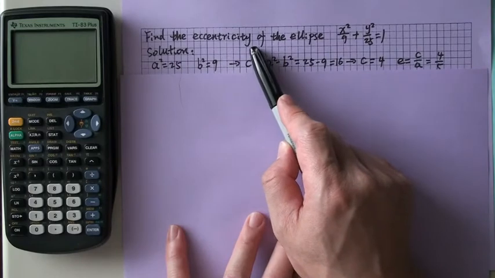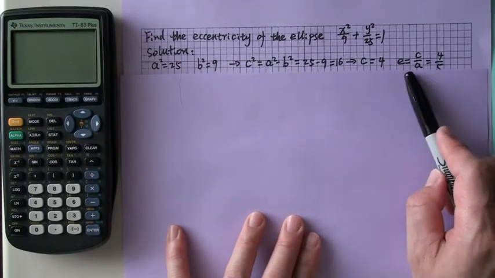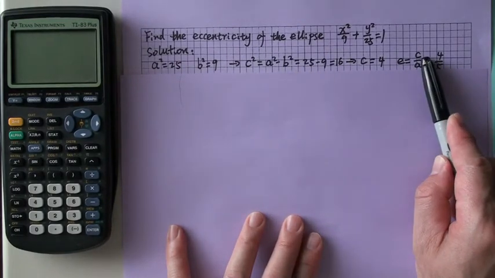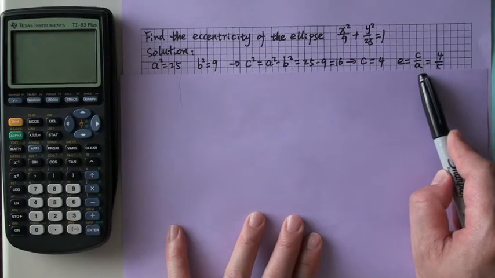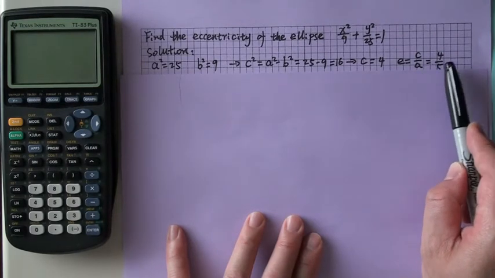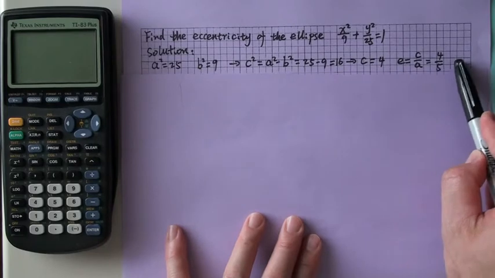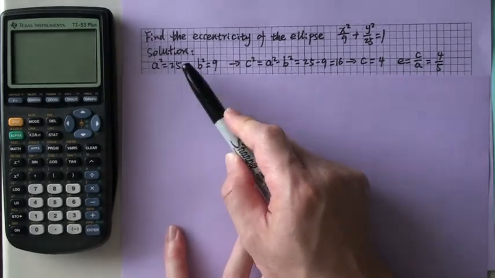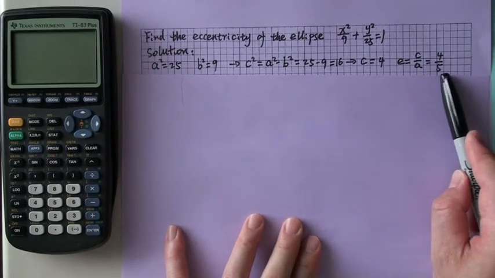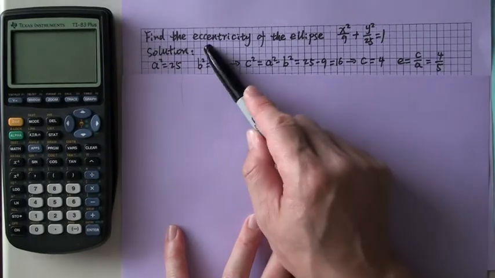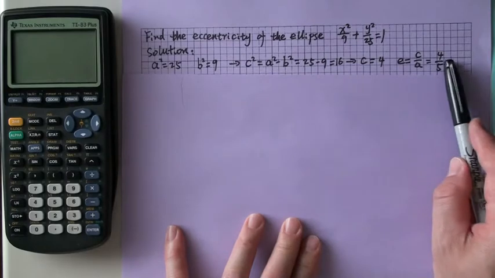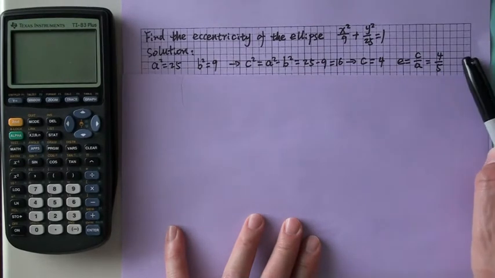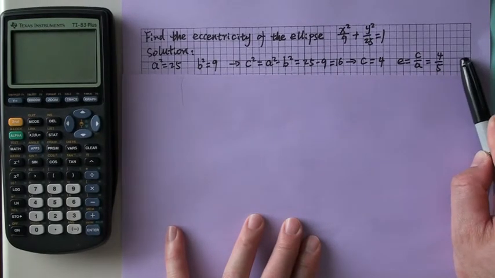The eccentricity is defined as the ratio of C over A, C to A. So C is 4 and A is 5. You see, A squared is 25, so A is 5. Then we have found the eccentricity is 4 over 5. That sounds like an easy one, huh?